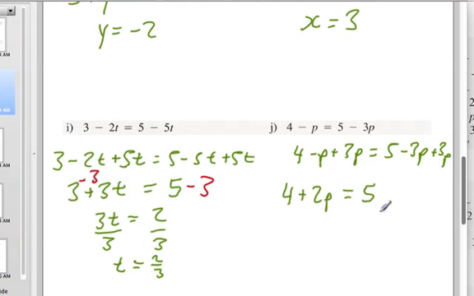is equal to 5. We'll now try and isolate the term with the variable, so we're going to isolate 2p. So we'll subtract 4 from both sides of the equation. And we're left with 2p is equal to 1. We'll divide both sides by 2, and we get p is equal to 1/2.